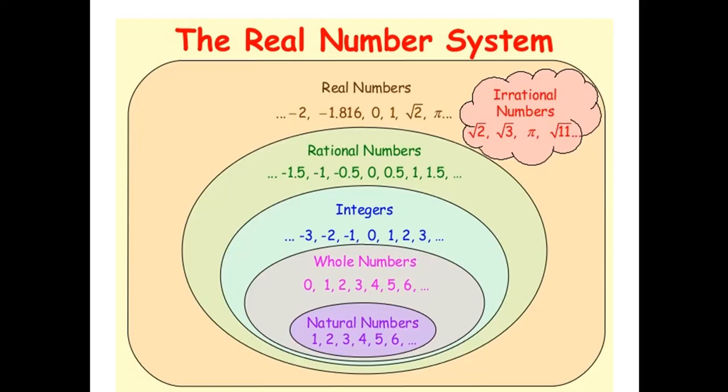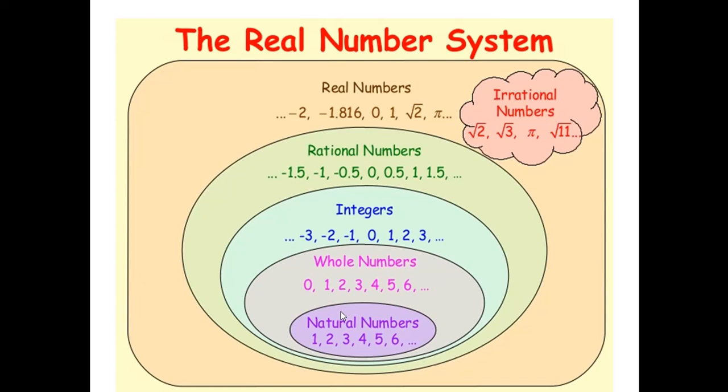So this is a diagrammatic representation of the number system. In your lower classes you would have studied natural numbers, whole numbers, and integers. Here we will start with natural numbers. Natural numbers include numbers from 1 to infinity, only positive numbers: 1, 2, 3, 4, 5 and so on, going to infinity.